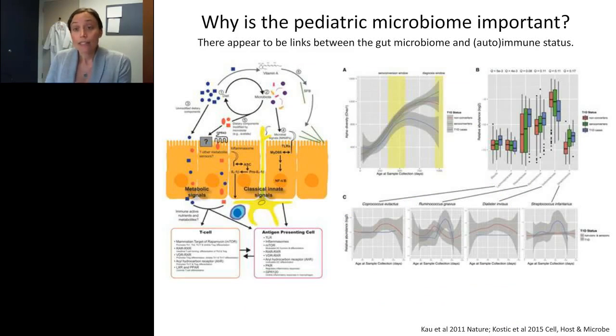And evidence for this is mounting. There certainly appears to be a link between the gut microbiome and autoimmune status, and work from a couple of different publications over the last couple of years have demonstrated this, either from the perspective of priming the immune system early in life, or signaling autoimmune changes at the onset of type 1 diabetes, for example.